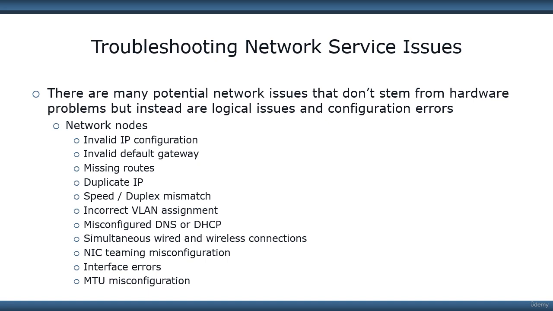An invalid default gateway will always have the same result. The client will be able to communicate on the local network segment, but would not be able to communicate to the internet or to remote subnets, and that's because the default gateway is my way off of my local network segment. So ipconfig is going to show you that. Remember when we talked about subnetting, that default gateway always has to be on the same network segment.